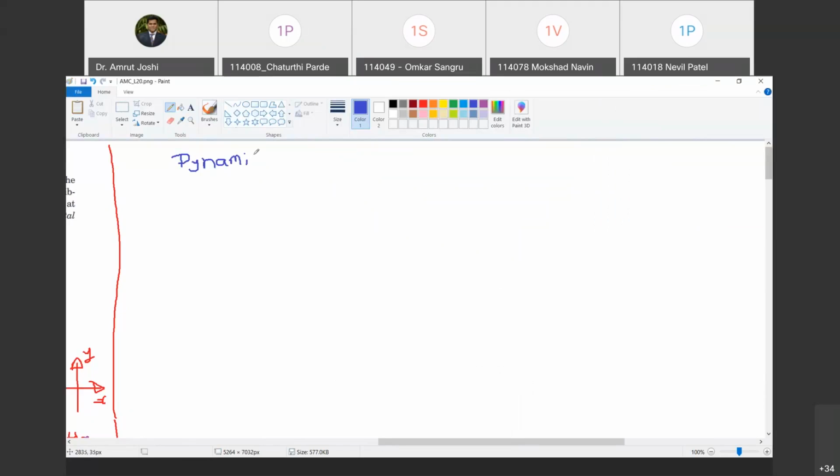Dynamics. So dynamics के दो branches है. One is statics and one is kinetics and another is kinematics. Are you aware of this? Yes, sir. So can you tell me what is kinetics and what is kinematics?